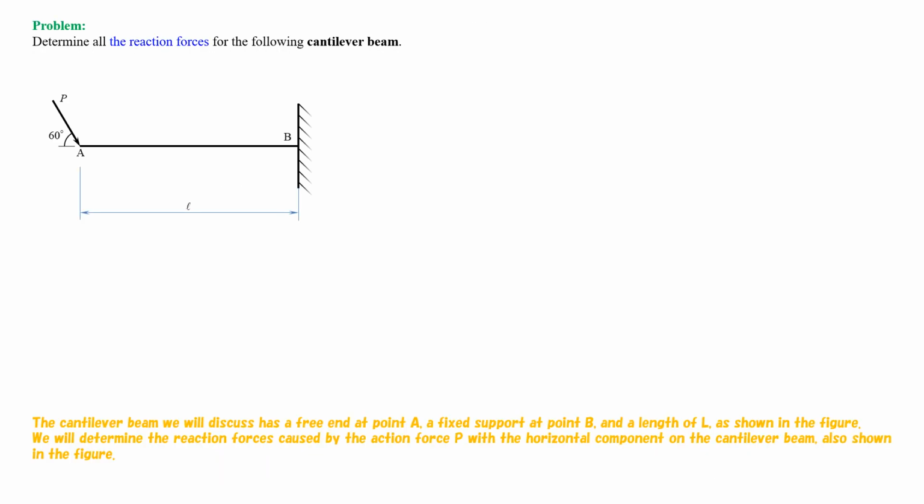The cantilever beam we will discuss has a free end at point A, a fixed support at point B, and a length of L. As shown in the figure, we will determine the reaction forces caused by the action force P with the horizontal component on the cantilever beam, also shown in the figure.